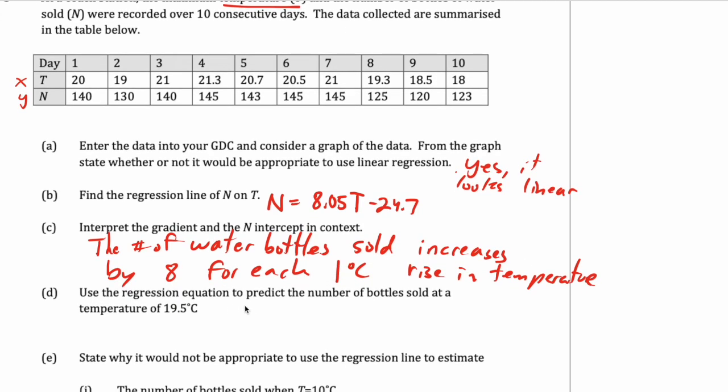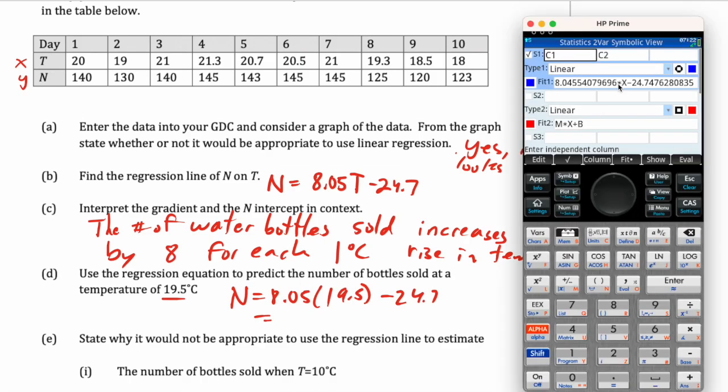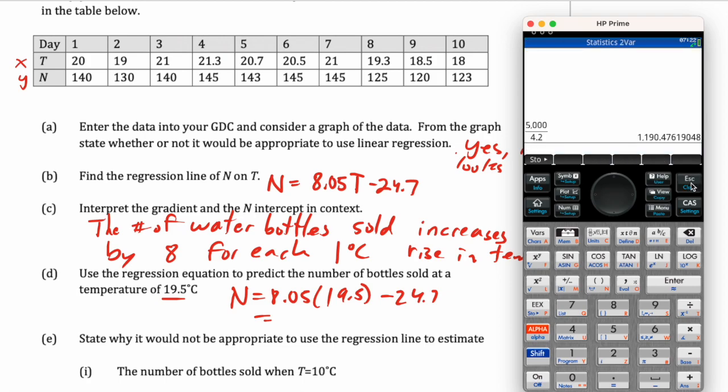Use your regression equation to predict the number of water bottles sold at a temperature of 19.5. That's just doing n equals 8.05 times 19.5 minus 24.7, which we can get on our calculator. We can copy this number again. Shift, copy. Oops, that didn't work. Let me try that again. Shift, copy. You should get this little symbol. We can paste it back here in the main menu and replace the x with 19.5. We get 132.